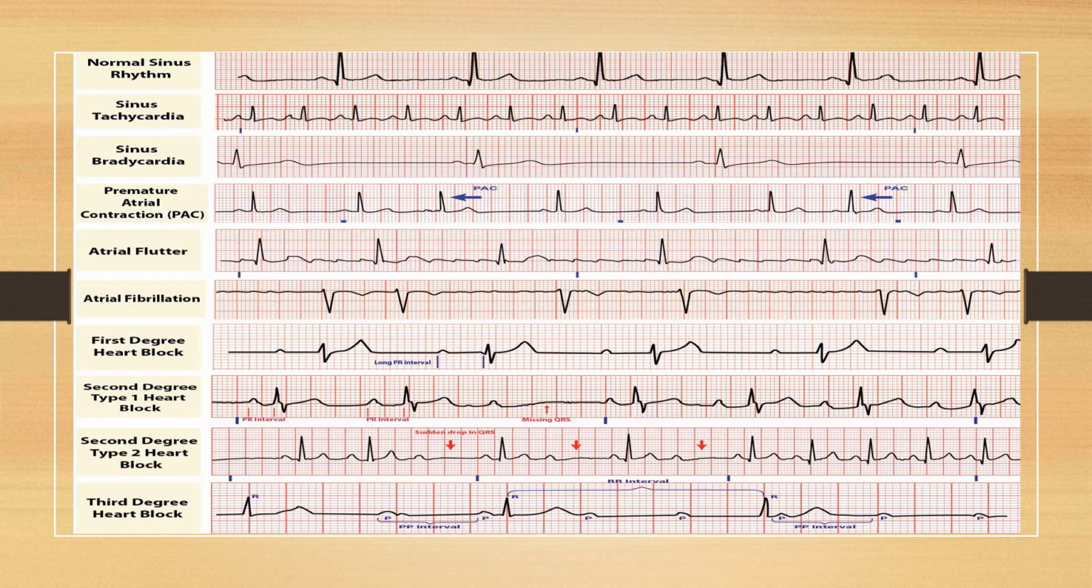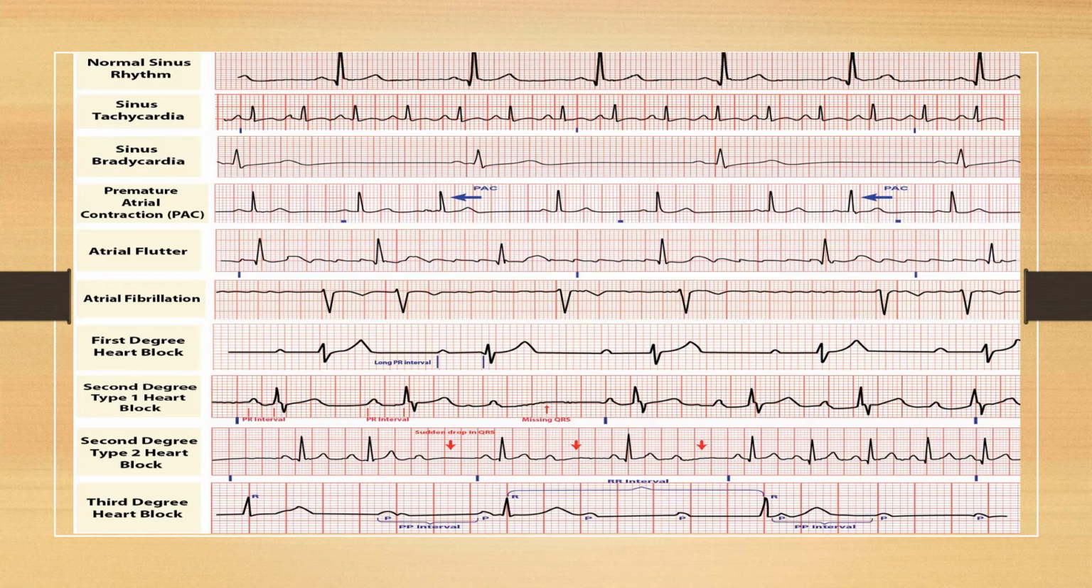Okay, next one. It's labeled second degree type 1 heart block. So let's have a look. There's a P wave and then a QRS. Okay. And then let's go to the next one. A P wave and then a longer interval. So the PR interval is lengthening, and then there's a QRS. And let's go to the next one. There's a P wave and no QRS. It's missing. It dropped it. So that's Wenckebach. Okay, or second degree heart block type 1. Okay, Mobitz type 1 or Wenckebach.